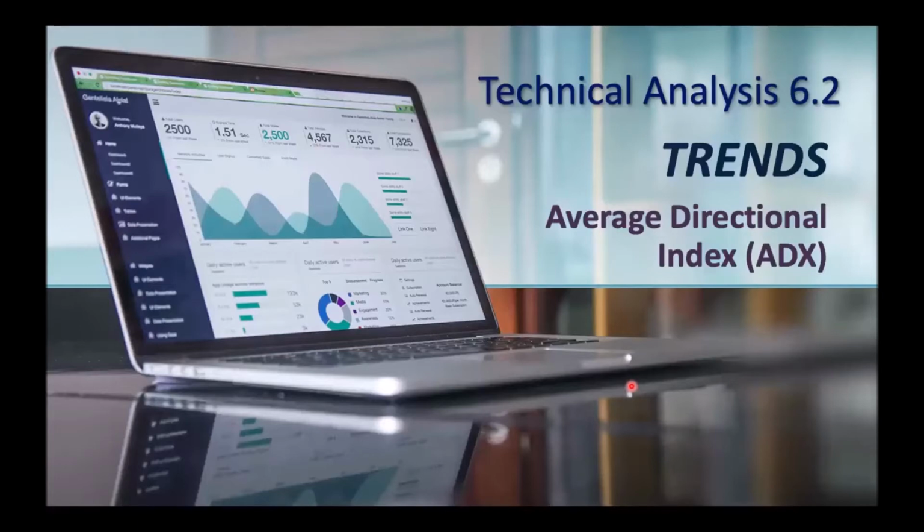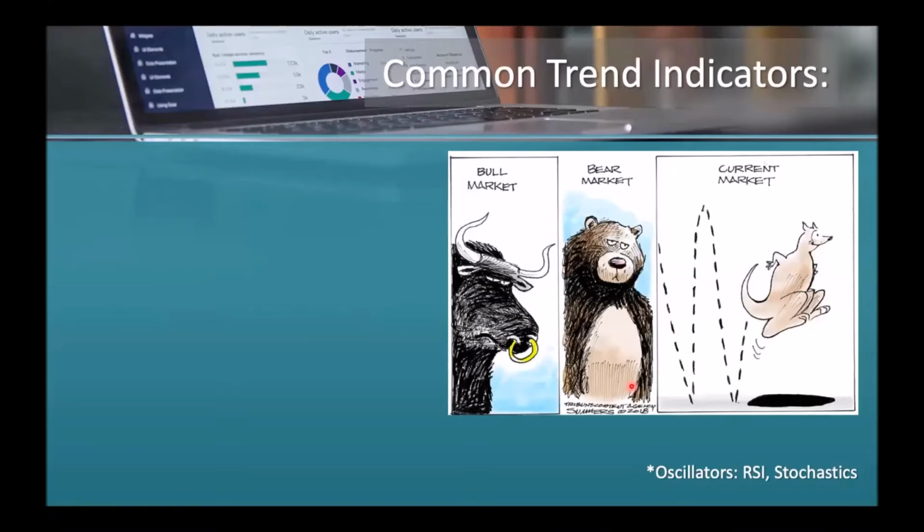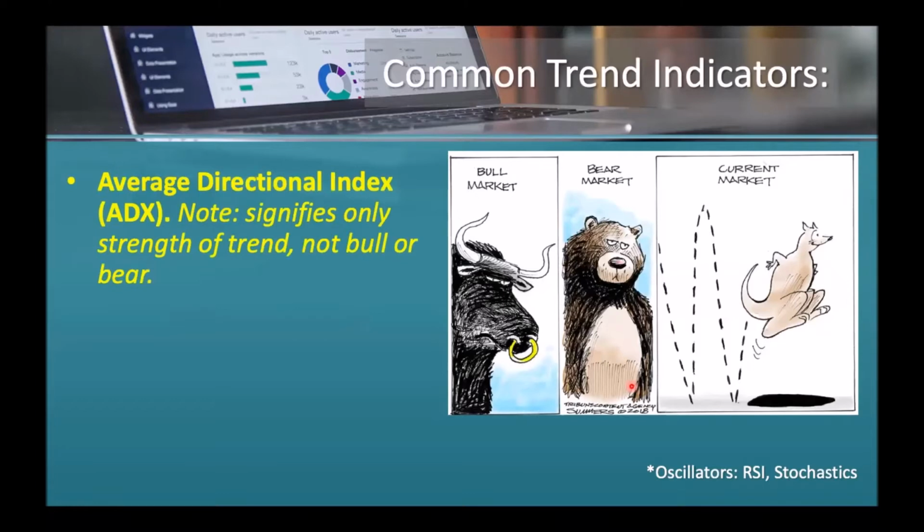The first technical analysis tool we're going to mention today. There are a few trend indicators to tell us whether the stock is in a trend or no trend. One of them that I want to discuss today is the Average Directional Index, ADX. We will use the word ADX to simplify.